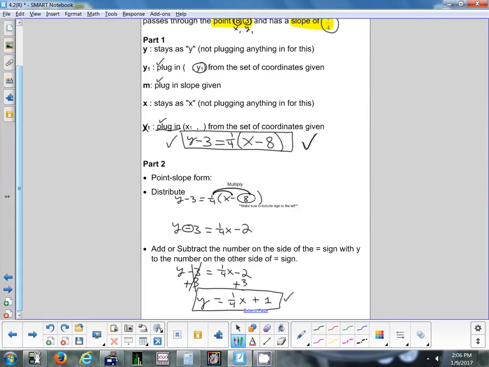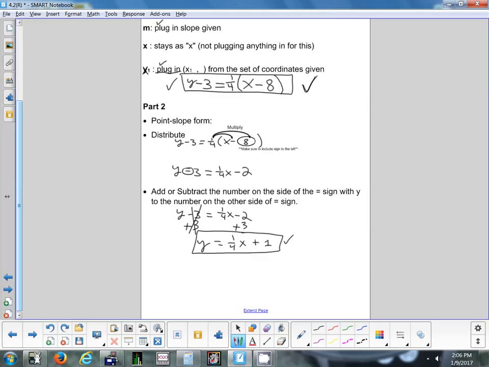What's the name of the top one called? What form is that? That's point slope. And what's the bottom one called? Slope-intercept. Okay, so you can write the equation of a line two ways. Both of them are correct. They'll tell you in the problem which way they want you to do it.